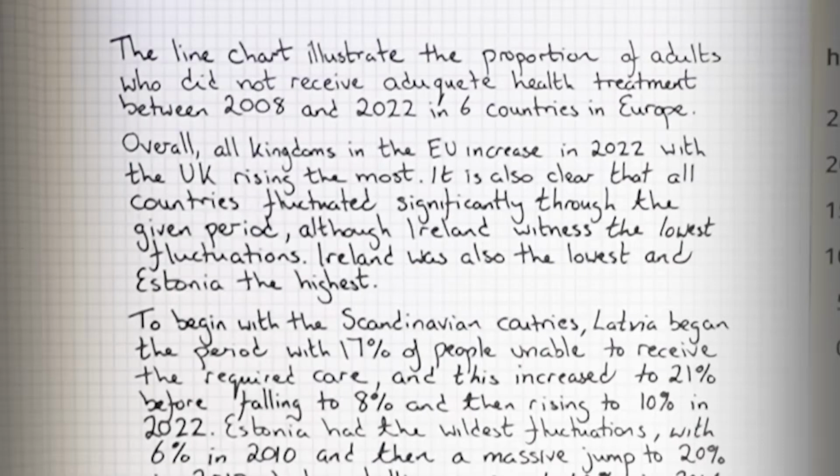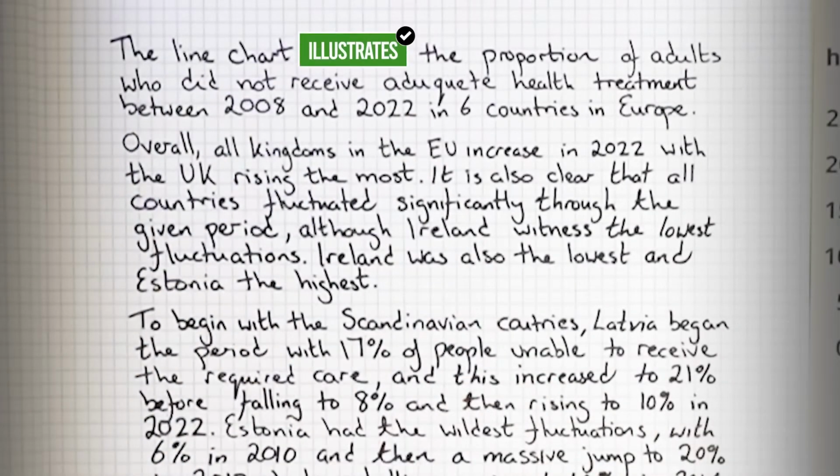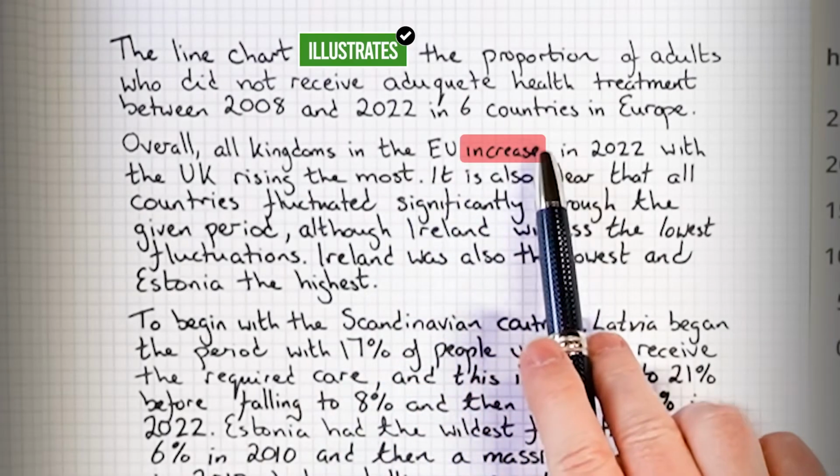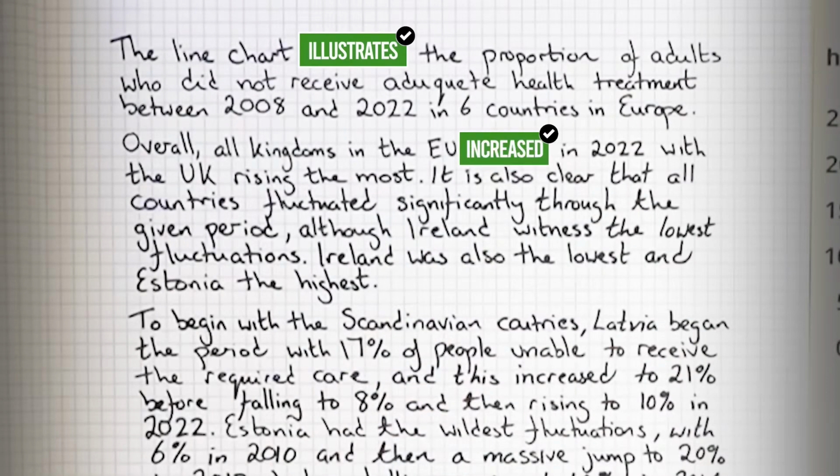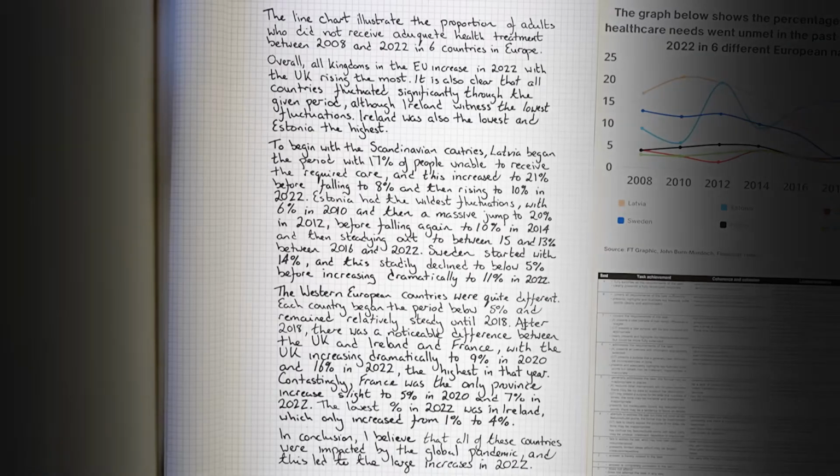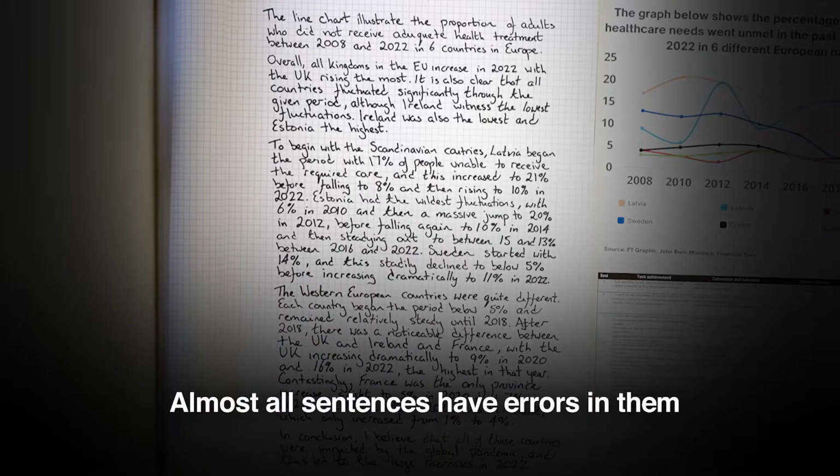Very, very similar story when it comes to grammar for this student. It's not that they're making huge errors, but if an examiner looks at their report, nearly every sentence has at least one small grammatical error. Not massive errors that stop the examiner understanding what the student is trying to say, but just multiple small errors over and over again. So for example, the line chart illustrate should be illustrates. Overall, all kingdoms in the EU increase should be increased. That's a tense mistake because we're talking about the past. Witness should be past tense, witnessed. If you look at the whole essay, you'll see these problems come up again and again and again. Nearly every sentence has those small errors in them.